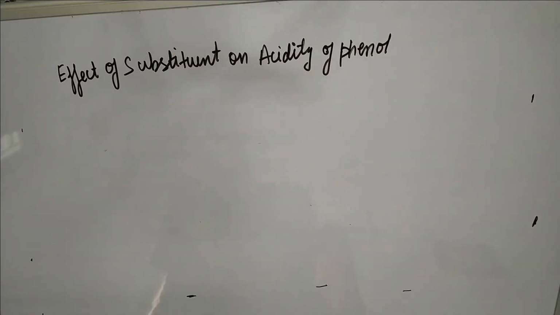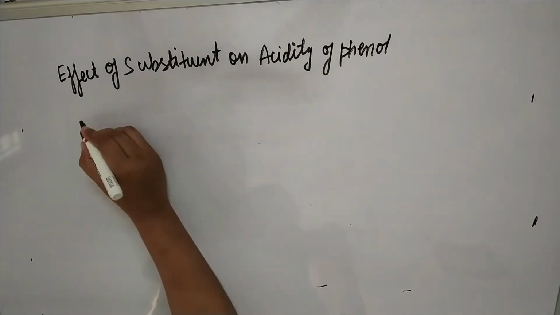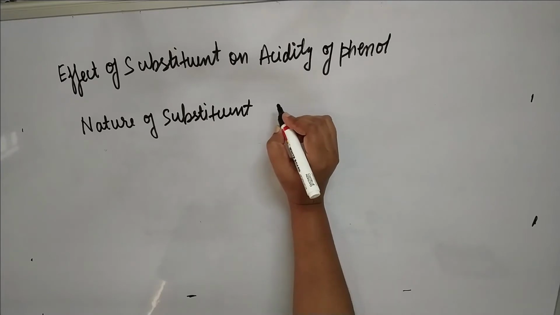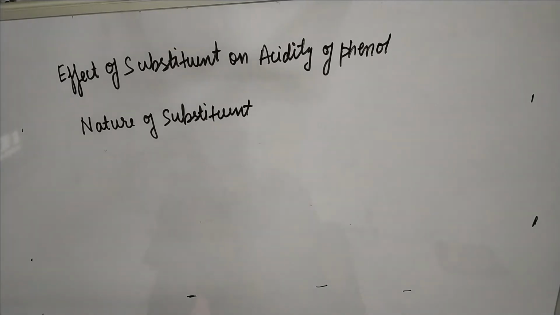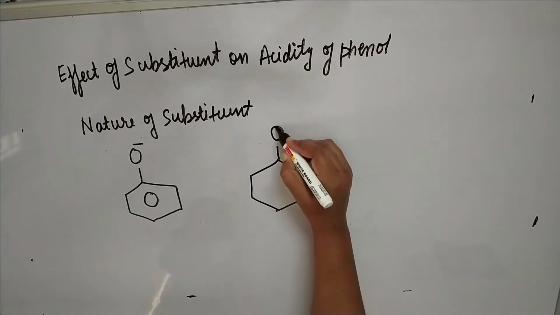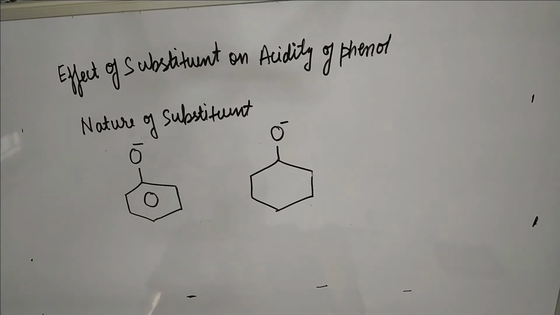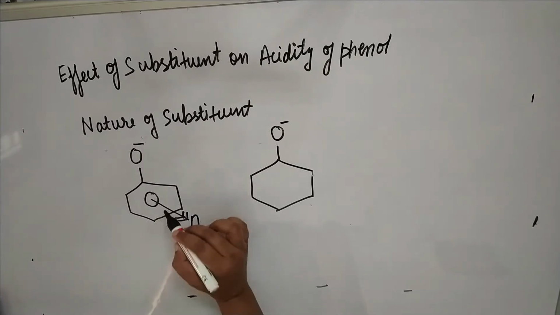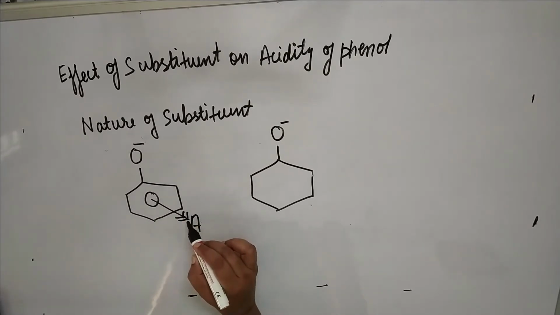Let's discuss the first point, the nature of the substituent which affects the acidity of phenol. As we know, the acidity of phenol depends on the stability of phenoxide ion. These are the structures of phenoxide ion. In the first case, if an electron withdrawing group is present, let's say A is the electron withdrawing group. When an electron withdrawing group is substituted on the phenoxide ion, it will pull the electrons toward itself.